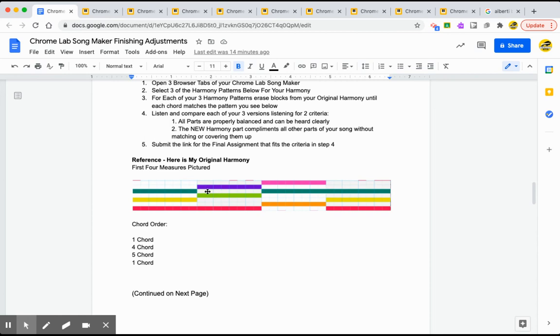Now, for reference, my original harmony, I took a screenshot that takes out the melody and the bass and the rhythm. This is just my harmony, and the chord order is 1, 4, 5, 1 for me. Again, yours may be different.